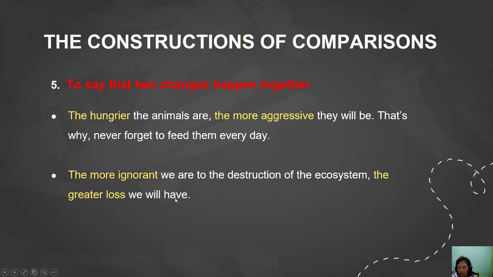Don't be confused that the here doesn't mean that it's a superlative. No, because we want to show two changes, the hungrier and the aggressive, and then the more aggressive, and then the more ignorant and the greater loss. So two changes happen at the same time. You can have it here like in this sentence with the noun, the greater loss we will have. That's okay.